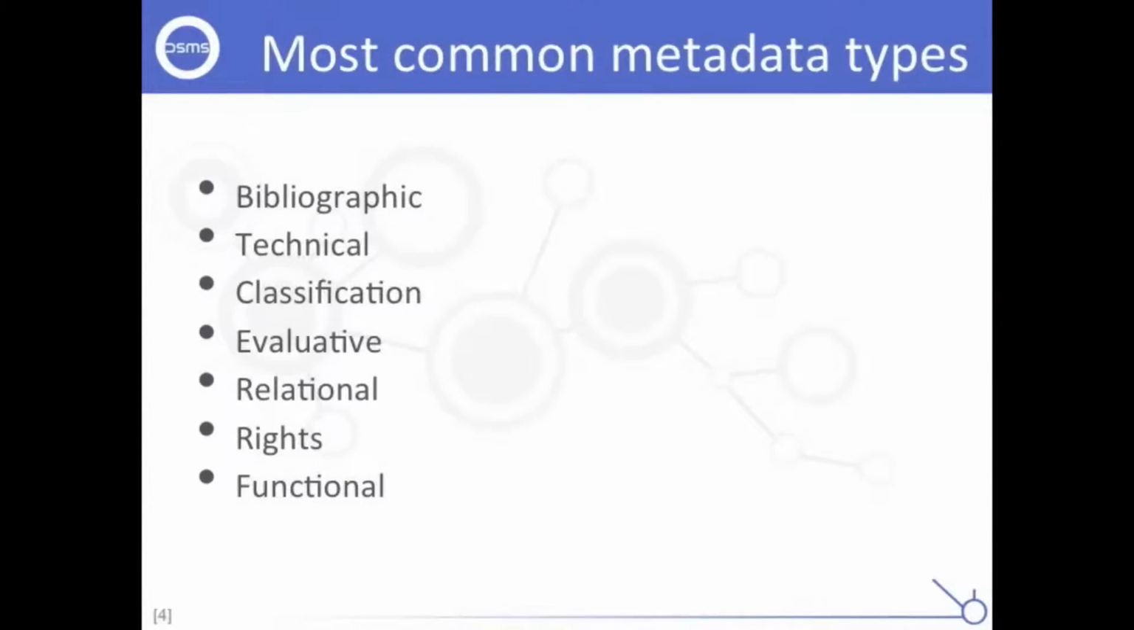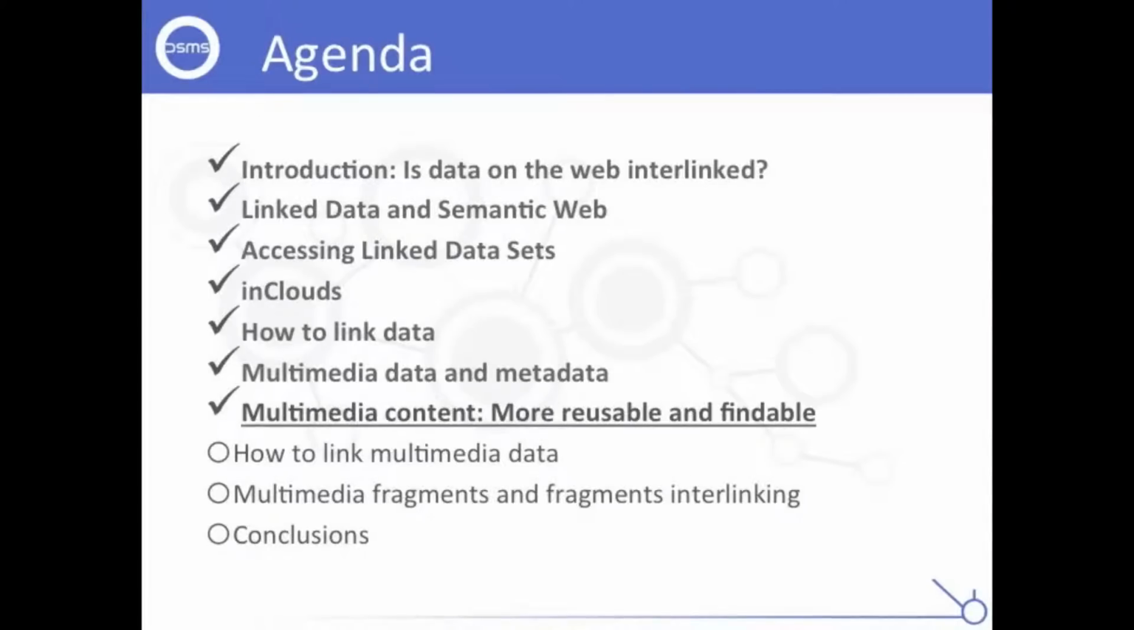The most common metadata types for multimedia in the web are identified as follows. We have bibliographic metadata, technical metadata, metadata for classification in order to evaluate multimedia, relational metadata, which relates to other resources, information related to rights, and metadata that describe functional properties. We must also take into account some factors to make multimedia more findable and reusable in the web, as it is hard enough to find for its complexity.